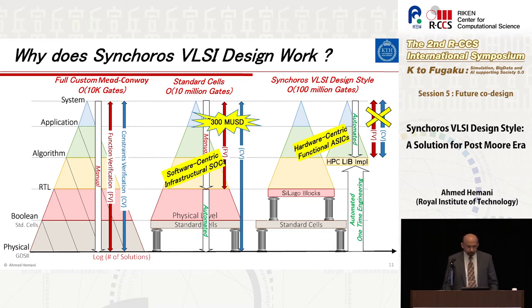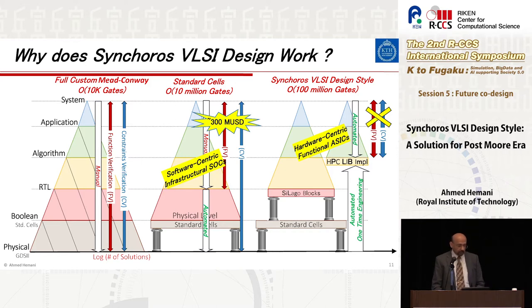So long back, we had full custom design, and we were following Mead Conway's design methodology. We have 6-7 layers of abstraction, and the higher the abstraction layer from which you start, the more number of solutions would be possible, so this increases exponentially the higher the abstraction you start with. And this whole flow was manual.